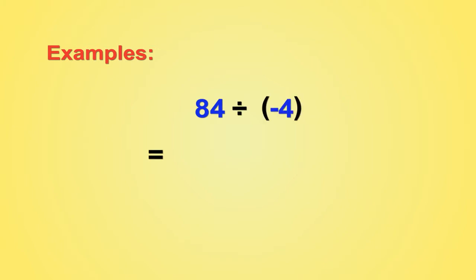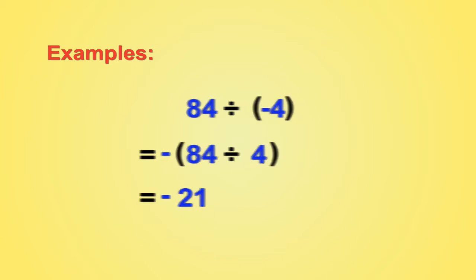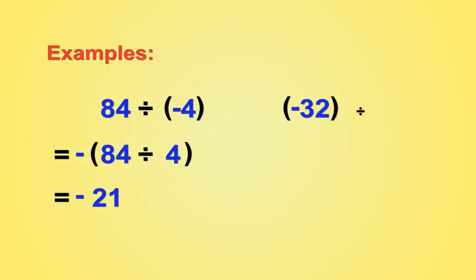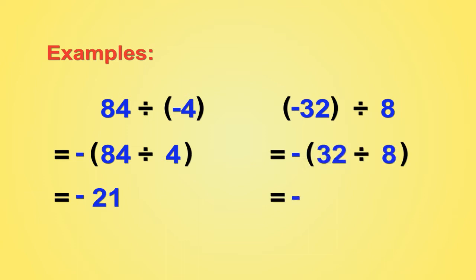Let's understand this better with the help of few examples. When we divide 84 by minus 4, we get minus 84 divided by 4, which is equal to minus 21. Similarly, when we divide minus 32 by 8, we get minus 32 divided by 8 is equal to minus 4.